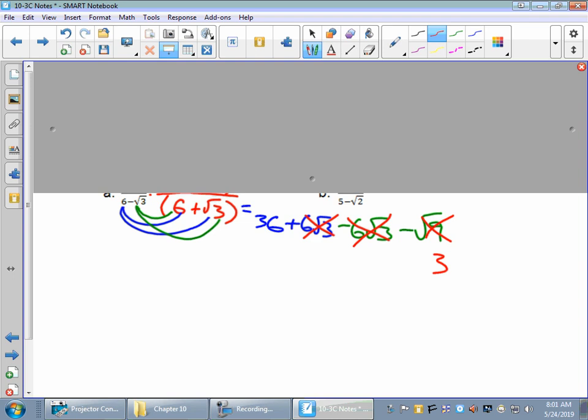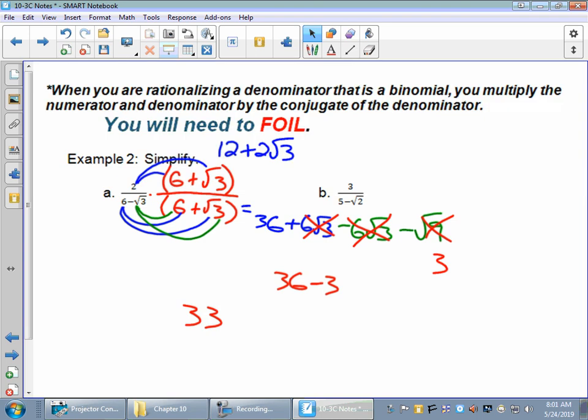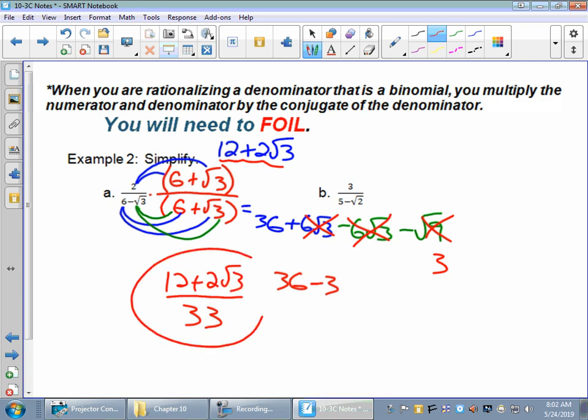So now in your denominator, you just have a simple math problem of 36 minus 3, which we all know is 33. Now I can get rid of the shade to bring down our numerator. Our numerator, remember, was up here: 12 plus 2 times the square root of 3. So that would be our final answer. We can't do any other reducing, so we're in good shape there. Okay, let's do another example.